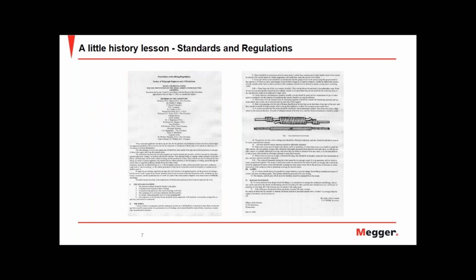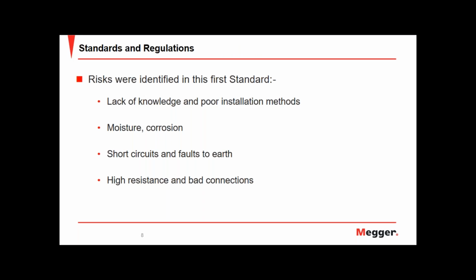Okay, so blasting on with the history lesson. Here you see 2 very old pieces of paper on the screen. What you'll see here is the very first edition of the wiring regulations for the United Kingdom. They were dated May the 11th, 1882. So this is the first regulations that would come out. And what they identified in those 2 pages was risks. They saw that there was a lack of knowledge and poor installation methods. They knew there was an issue with moisture and corrosion. They could see that there was sometimes short circuits and faults to earth. And of course, they had high resistance and bad connections.